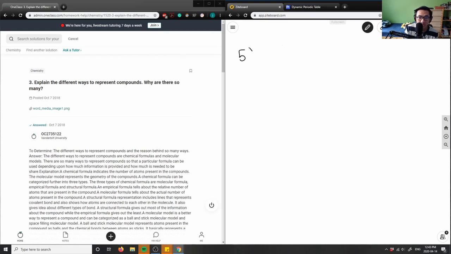So explain what the different ways to represent compounds. Why are there so many, right? So this is the concept of structural formulas. Structural or molecular compounds, or actually, I mean, there are two different ways to look at it. There's a way of looking at it in terms of diagram versus formula, right?